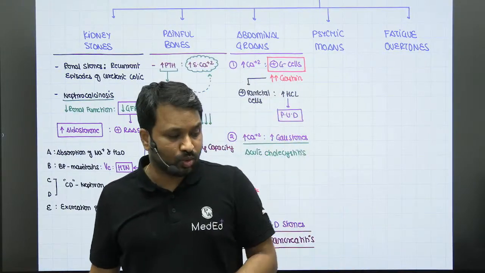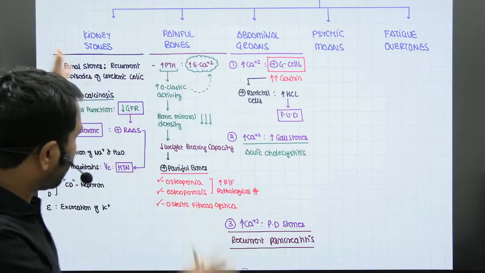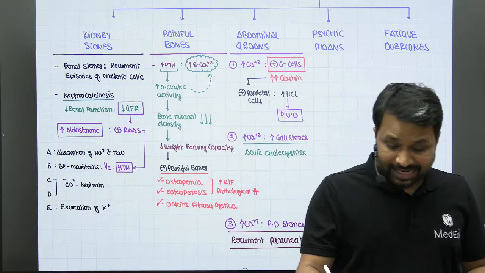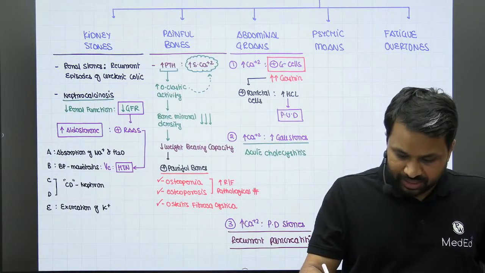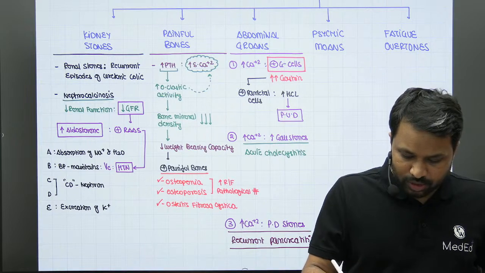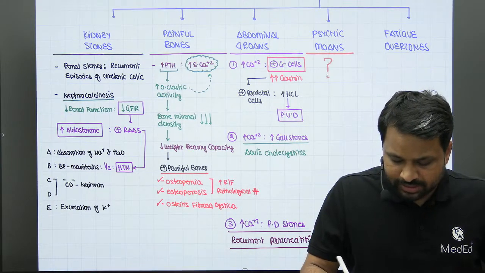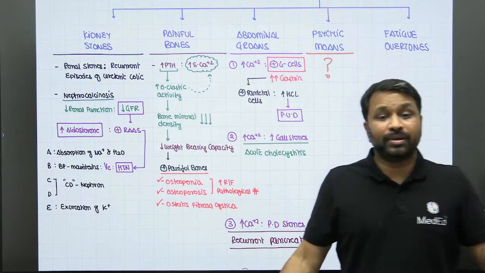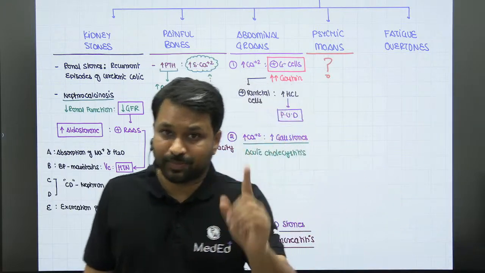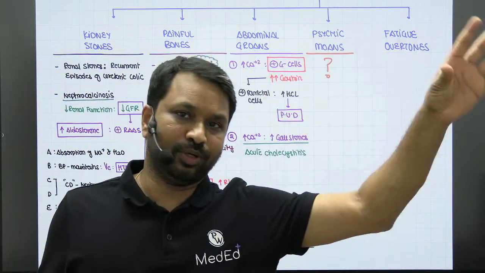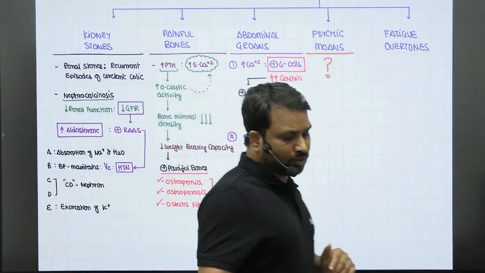So kidney stones, painful bones, abdominal groans, all these three have their precise reasons, and we have tried to discuss them in detail. Psychic moans. Again, as most of the psychiatric disorders remain a puzzle, here also psychic moan remains a puzzle. We don't know why, but patients with hyperparathyroidism, specifically primary hyperparathyroidism, have both anxiety as well as depression. We don't know why, but that is one of the findings that you're going to see.